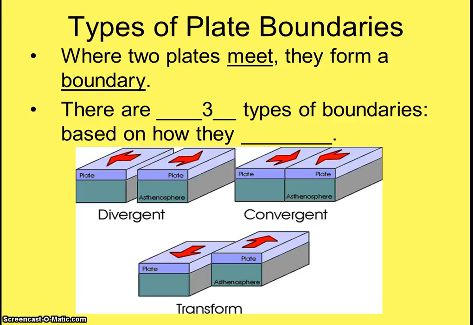Now we're going to look at the types of the boundaries. So where the 2 plates meet, they form a boundary. There are 3 types of plate boundaries based on how the continents move. So in this section right here, you're going to write the word move, M-O-V-E. So we see when they move away from each other, it's called a divergent. Convergent is when they move towards each other. And transform is when they move side by side.